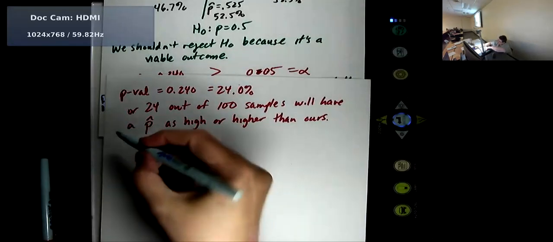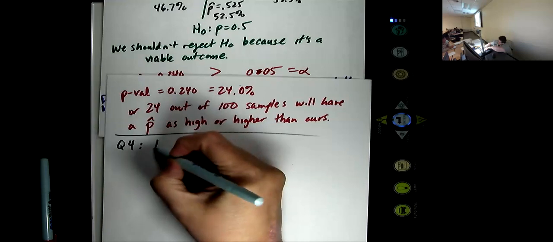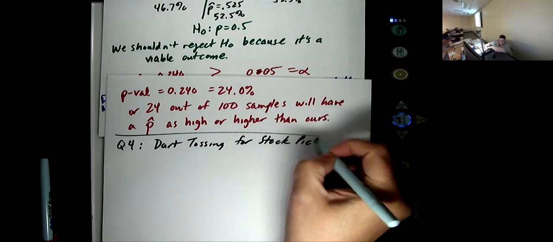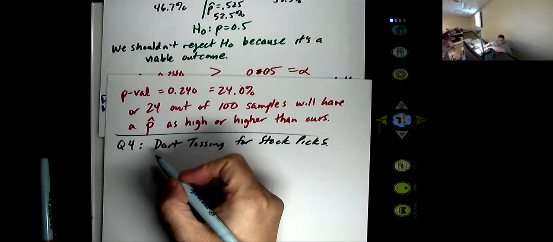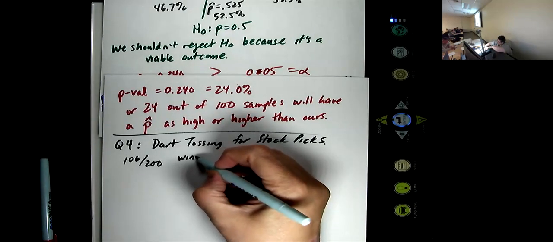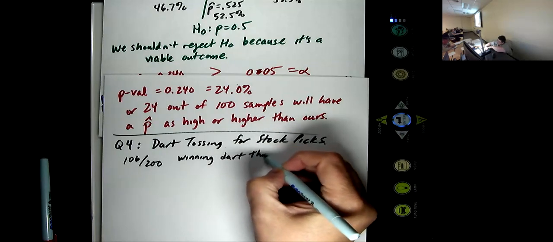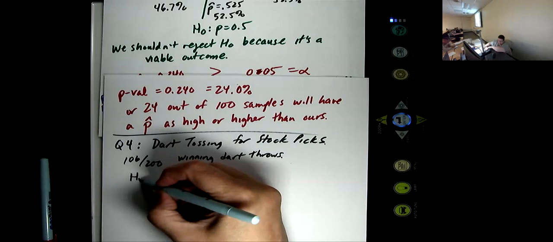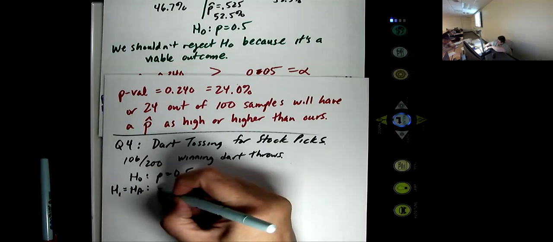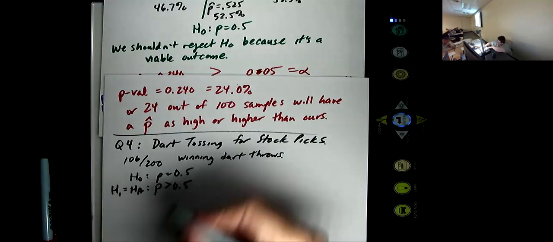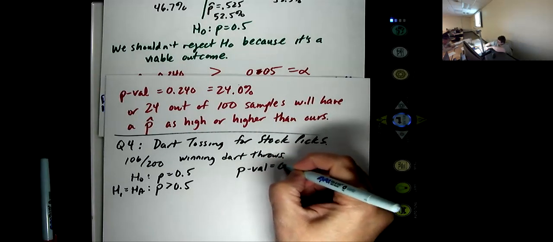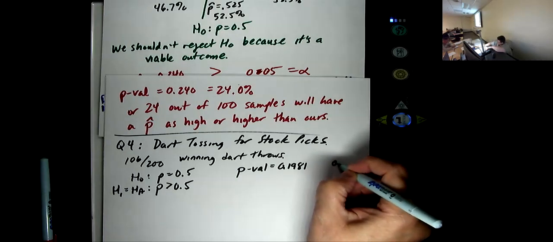So question number 4. This is dart tossing for stocks. Stock picks. That's just a quick summary of what the paragraph says. They had 106 out of 200 winning dart throws. Like they paid out well. They said H naught was P equals 0.5. HA or H1 as they called it, P was greater than 0.5. They wanted better than 50%. The p-value they got was 0.1981. The alpha they want us to use is 0.1.